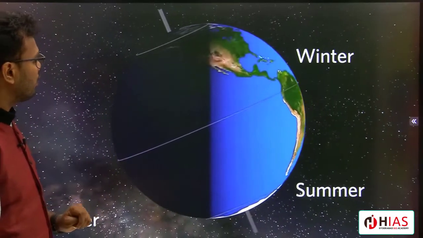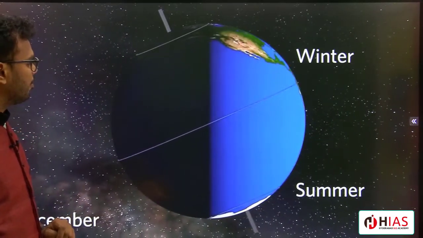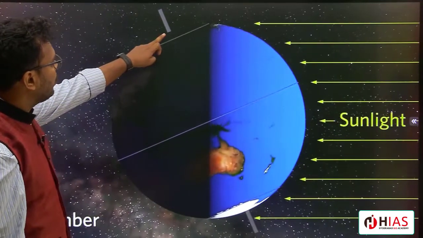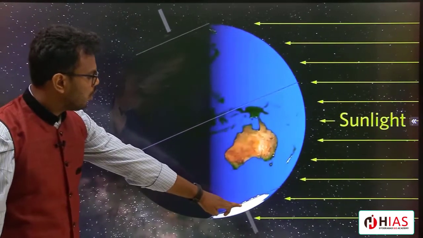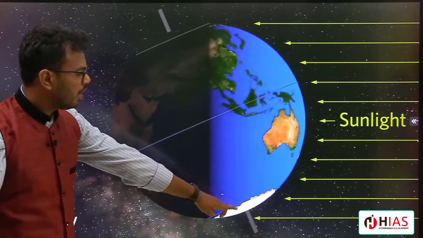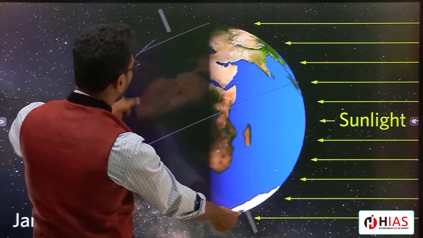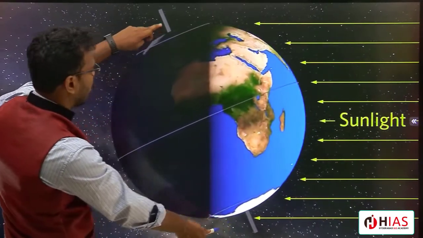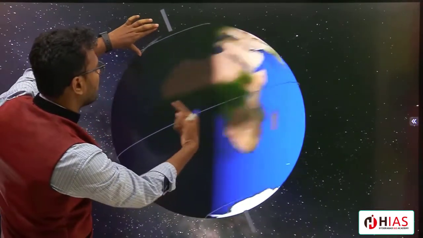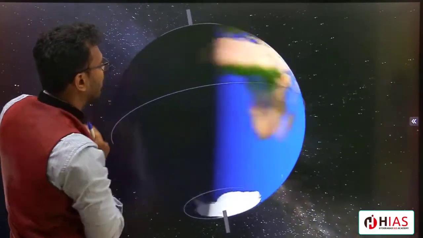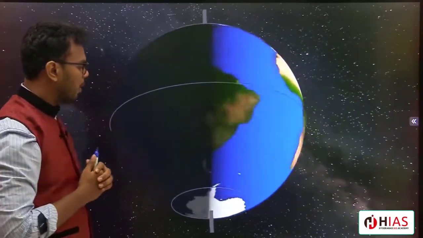See here, winter season. So that means the North Pole is completely under the darkness. The South Pole is completely under the sunlight. See, this sunlight is able to focus over here. So here is more sunlight. Here it is completely darkness. So that means whatever the time, earth is rotating, after 24 hours also you cannot see the sunlight over here. That is what is happening over here.